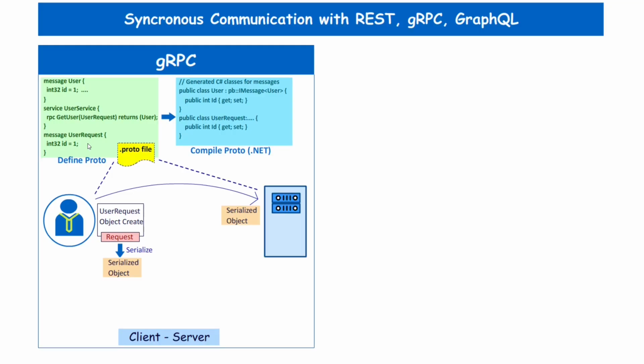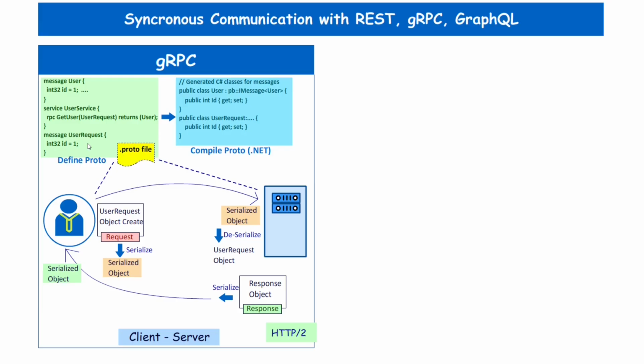The client has serialized the object and sent it. Now the server will deserialize this object into the actual user request object, and because the proto file is also available to the server, it can recognize this request and process the GetUser method and send the response back to the client. It will first serialize the response and then release it. Once the client receives the response, it will deserialize that response and get the response object. So this way gRPC works.